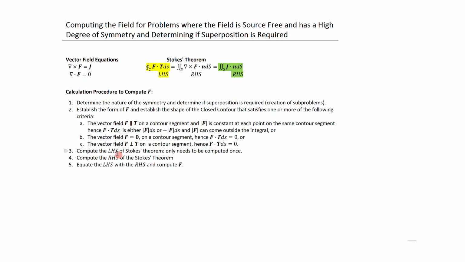Third step was to compute the left-hand side of Stokes' theorem. And again, it only needs to be computed once for a given geometry that has a specific form. Fourth was to compute the right-hand side of Stokes' theorem. And finally, to equate the left-hand side with the right-hand side, and then compute the field f.